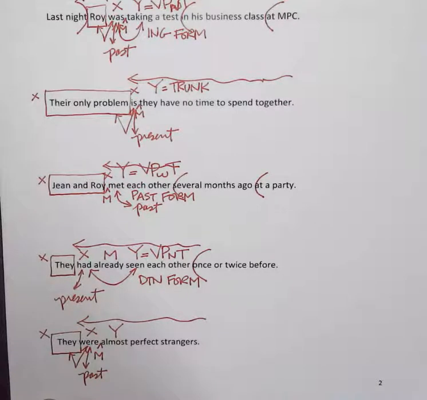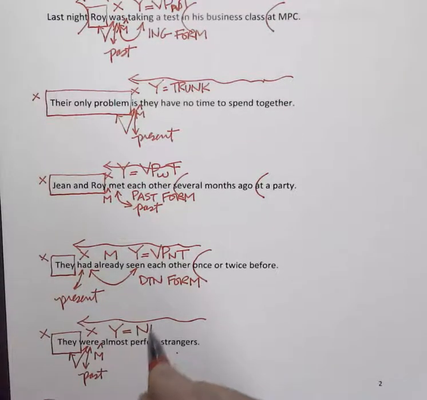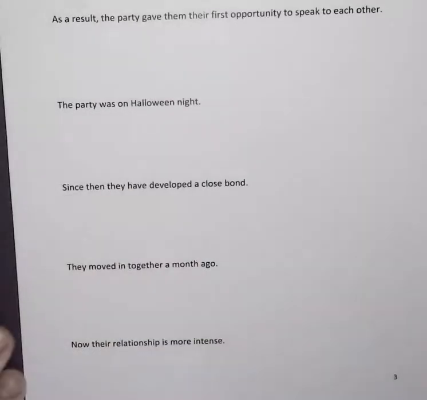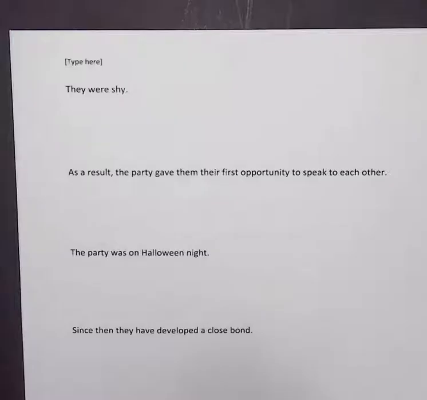There is no verb form, but I need to give a name to this phrase, almost perfect strangers. I do that by finding the head, strangers, and strangers is a noun phrase. Okay, I hope this is going well. Let's continue a little bit more.